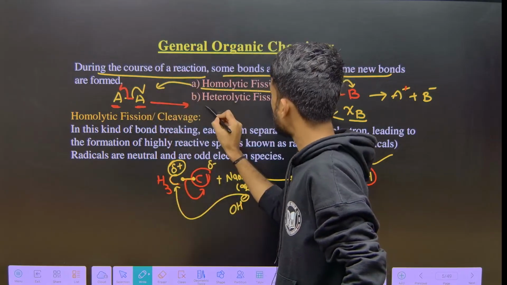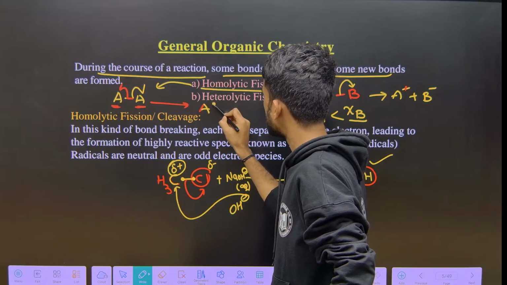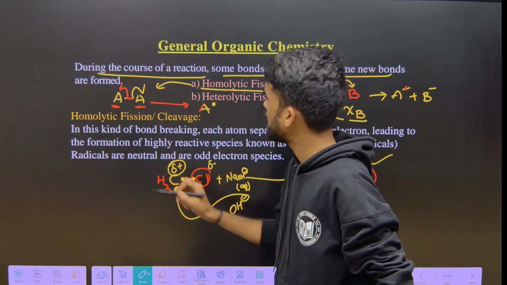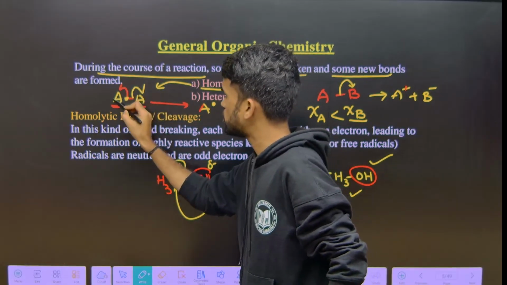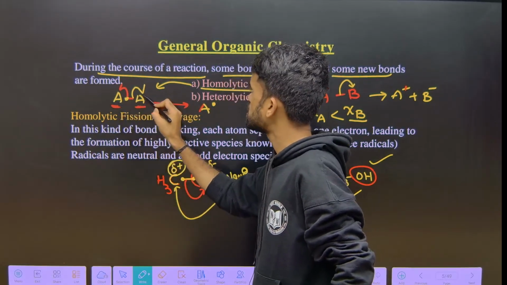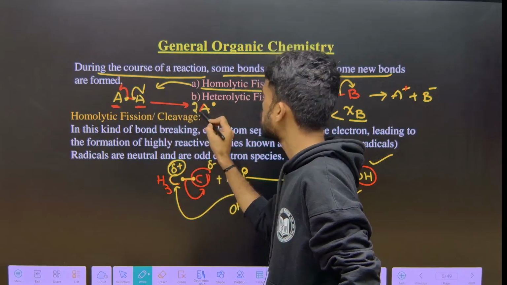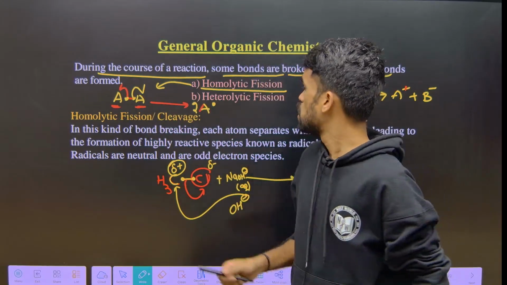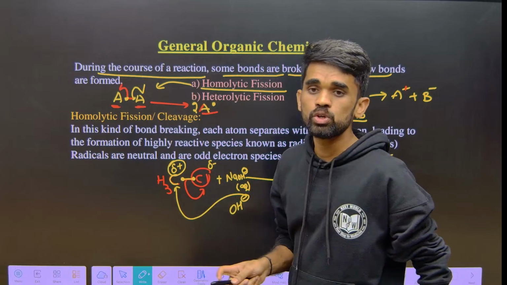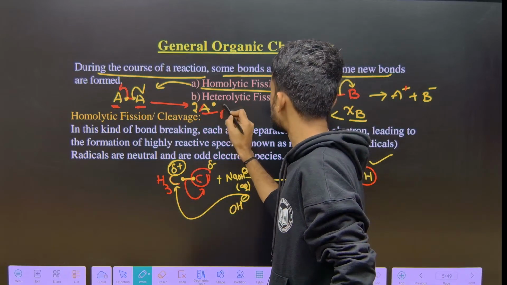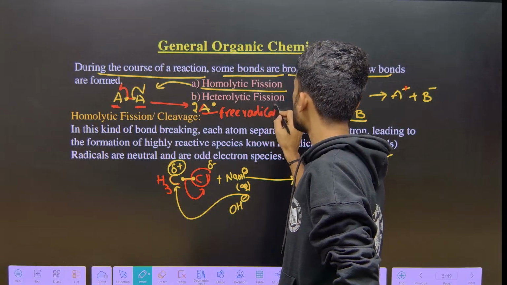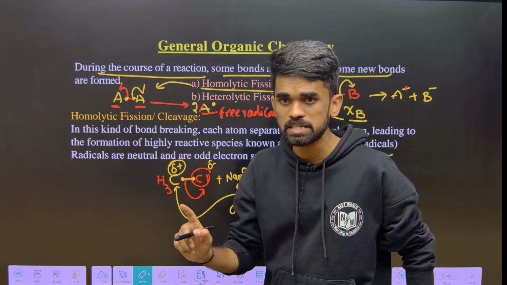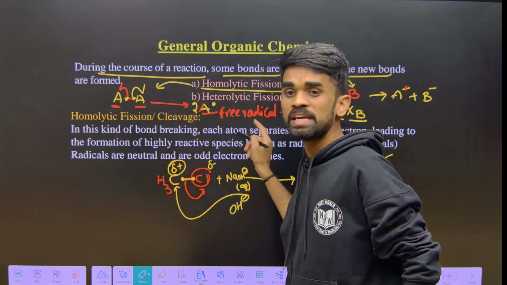Okay, so now what are we going to get? A dot. What does this dot indicate? One electron of this bond. The bond contains 2 electrons, so one electron goes with one A atom and the other goes with the other A atom, so that we get 2 A dots. You should not call them dots, you should call them free radicals. When homolytic cleavage takes place, we get free radicals.